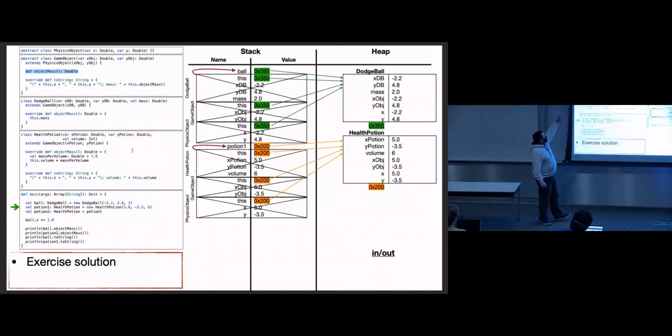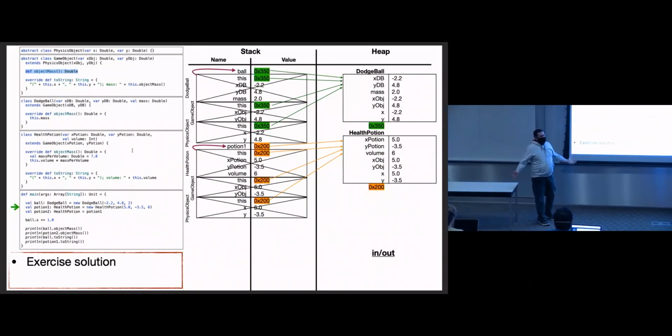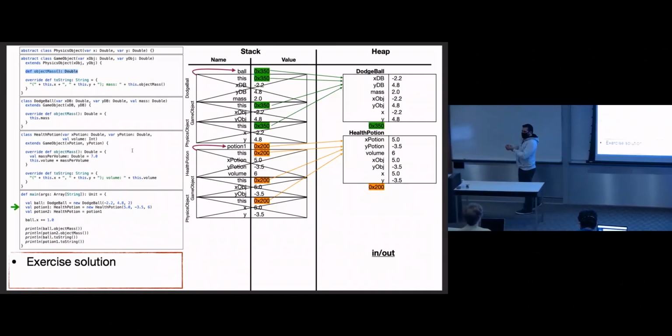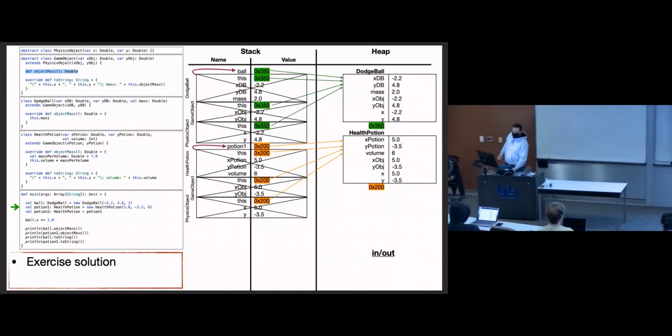Because if we have any abstract methods, we can't create an object of that type because it's not fully defined what this is supposed to do. What happens if we call object mass on a game object? I don't know. It's undefined. So it has to be an abstract class. It's just an abstract concept. It's not something we can hold. We can't just hold a game object. We can hold a dodgeball or a health potion because they're fully defined.